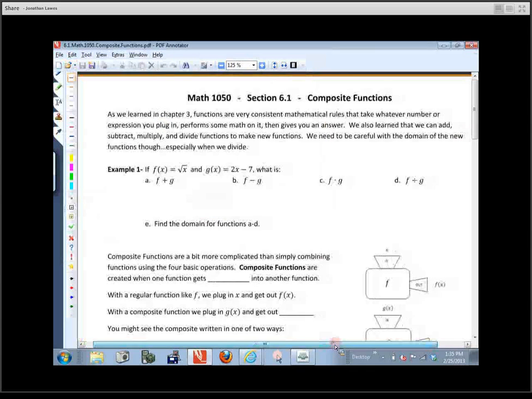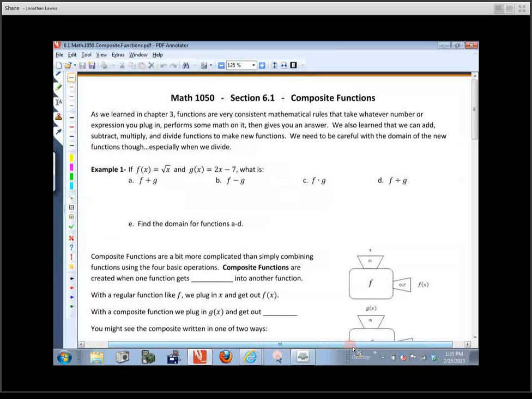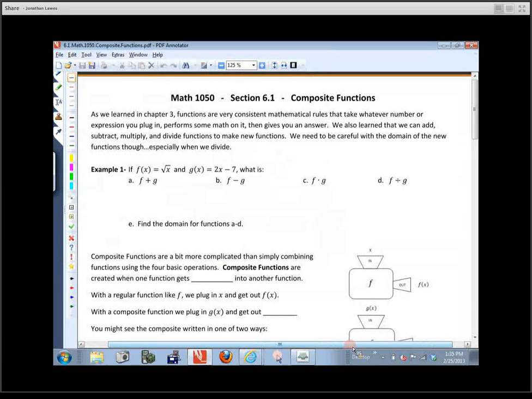Yep. Okay. All right. So in chapter 6, we learn a lot more about functions, their behaviors, and some pretty interesting things that we can do with them. In chapter 3, we learned about functions. We talked about the fact they're a very consistent mathematical rule. They take whatever number or expression you plug into them, they do some math, and then they spit out an answer. Another thing we learned is we can take functions and add them, subtract them, multiply them, and divide them. As long as we don't produce any domain issues, we end up with another function.